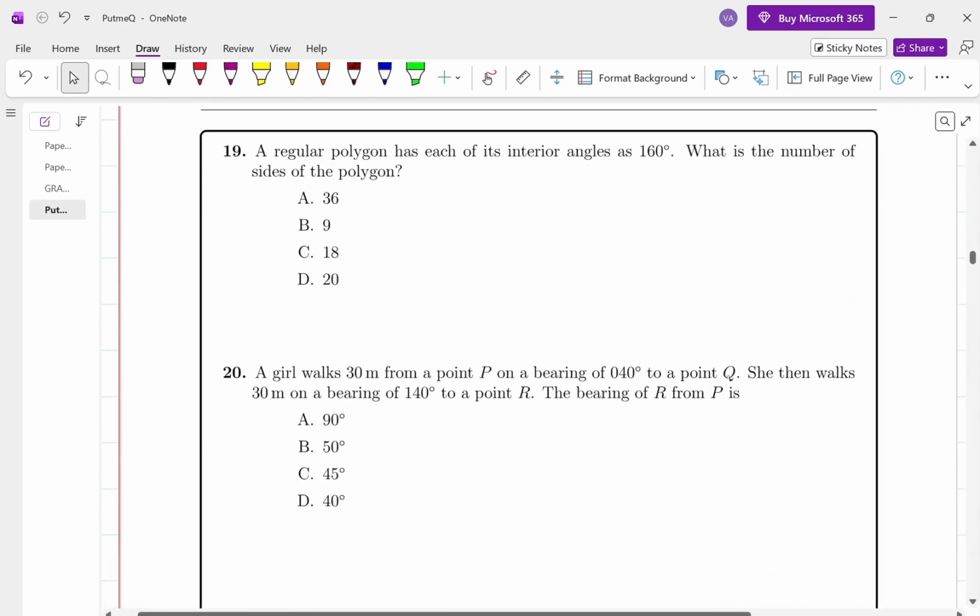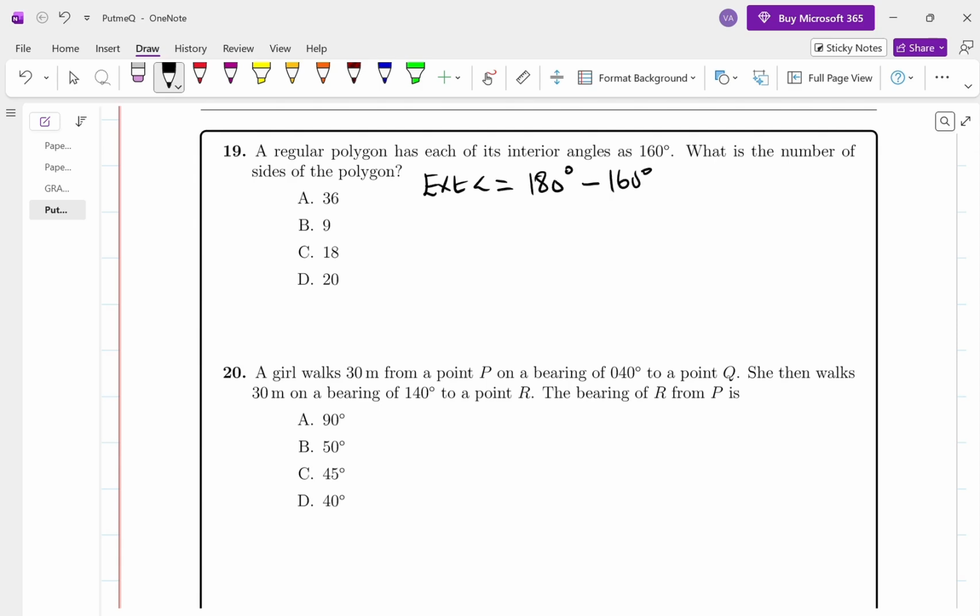Question 19 says, a regular polygon has each of its interior angle as 160 degrees. What is the number of sides of the polygon? So for a question like this, I like looking for the exterior angle first. The angle that is inside, which is the interior, and the one that is outside, they both add up to 180. So to get the exterior angle, all we have to do is to say 180 minus the interior angle, which is 160. So when you subtract this, you're going to have 20 degrees. So that is the exterior angle.